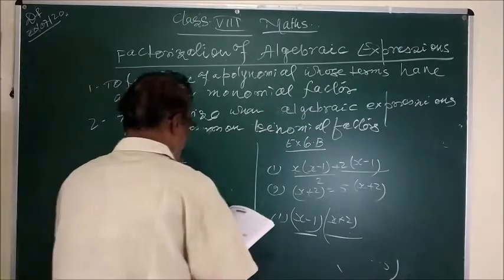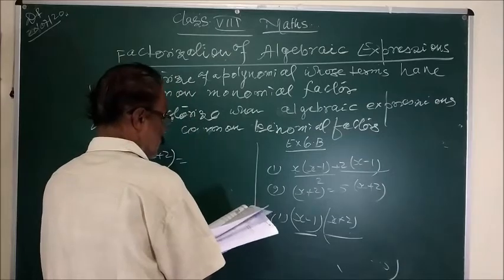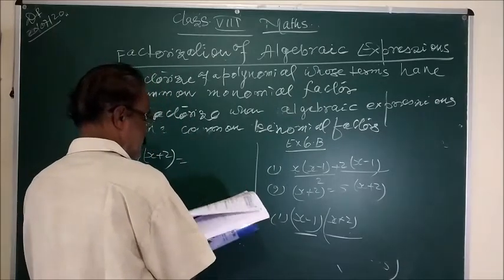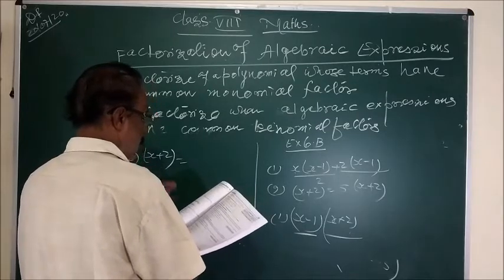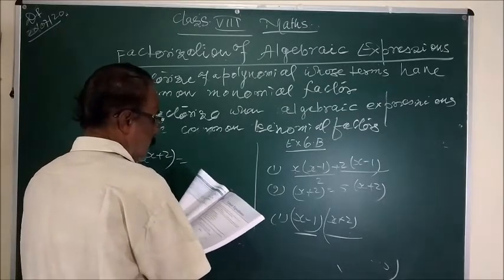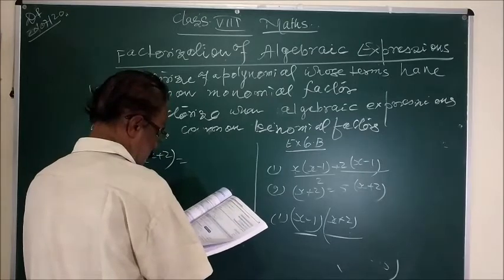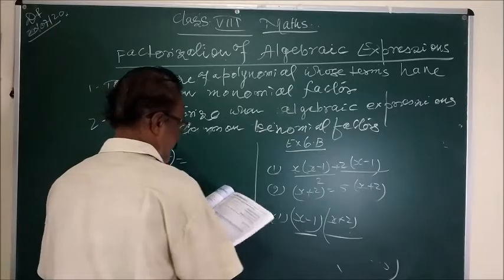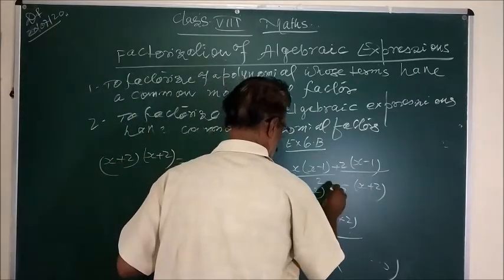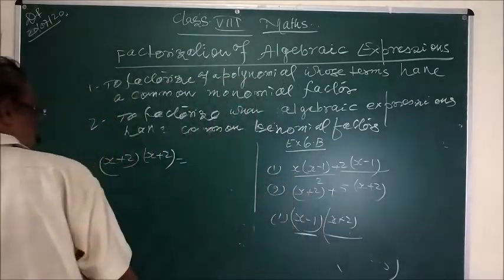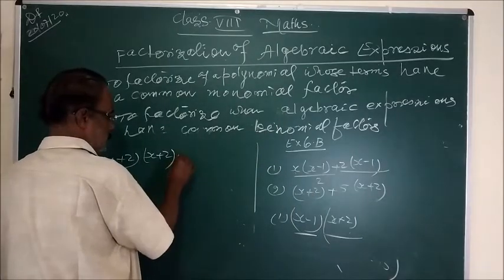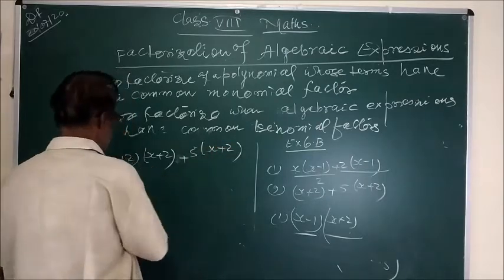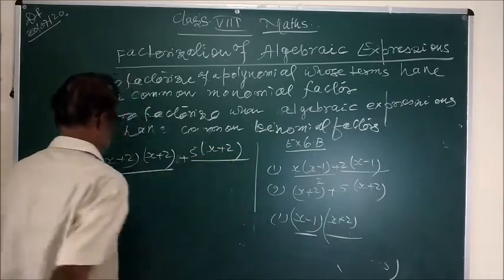Now I am checking this question number 9. This is the factorization of the given polynomial. You see question number 9, x plus 2 plus 5 into x plus 2. This is the first term and this is the second term.